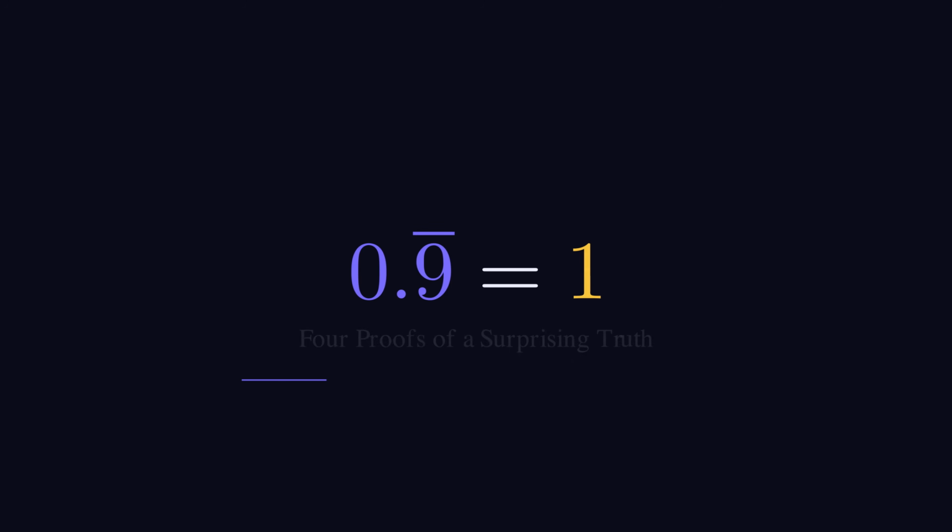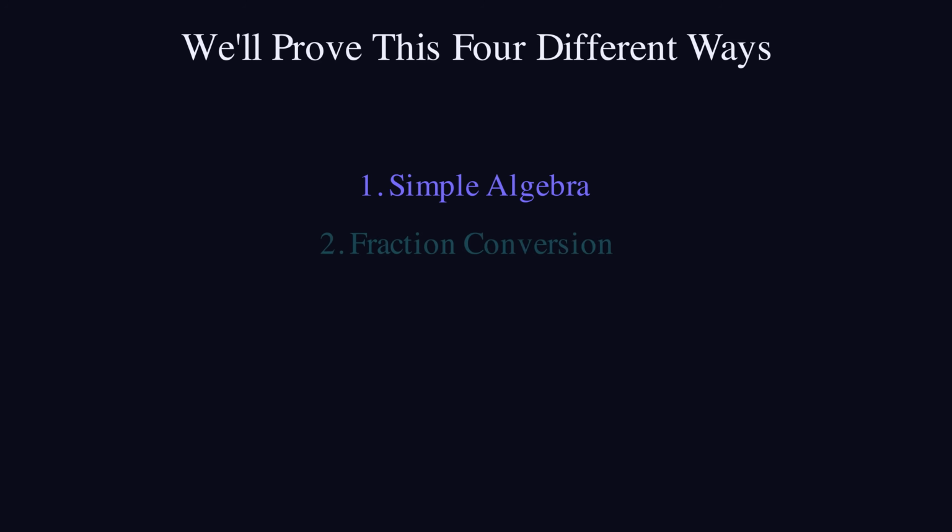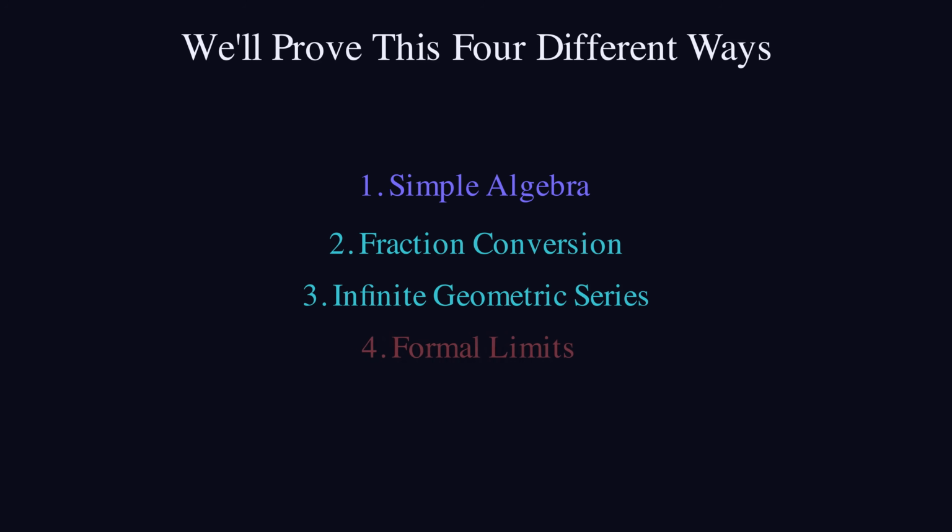0.9 repeating equals 1. That equation has started more arguments on the internet than almost any other line in mathematics, and today we're going to prove it 4 different ways. Before we dive into the proofs, let's sit with the discomfort for a second. Your gut probably says 0.9 repeating is close to 1, but it never quite gets there.